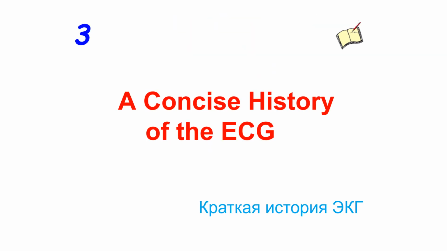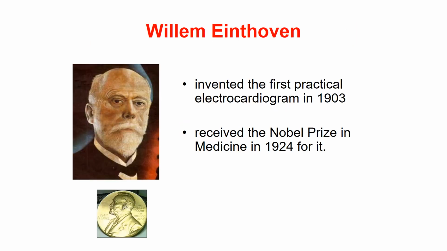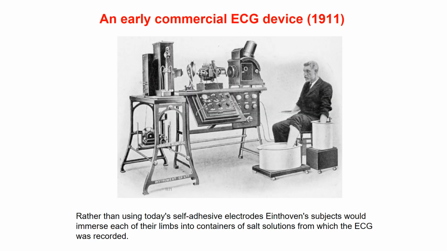A concise history of the ECG. Willem Einthoven invented the first practical electrocardiogram in 1903. Willem Einthoven received the Nobel Prize in Medicine in 1924 for it. An early commercial ECG device, 1911. Rather than using today's self-adhesive electrodes, Einthoven's subjects would immerse each of their limbs into containers of salt solutions from which the ECG was recorded.